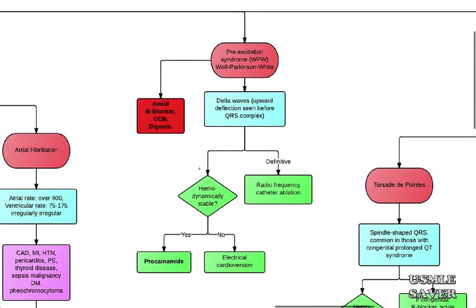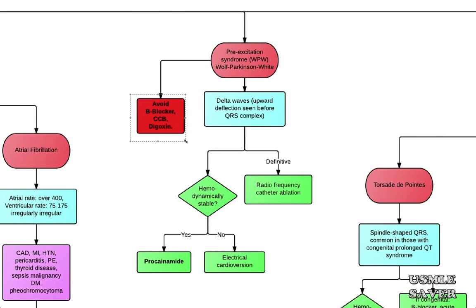Here on EKG, the keyword is delta wave, which is an upward deflection before the QRS complex. If you look at the EKG on the web or in your books, you can identify them easily. Here, other key information is to avoid beta blockers, digoxin, or calcium channel blockers, because they can block conduction through the normal pathway and force electricity to move through the accessory pathway. So avoid all the drugs that can slow down the conduction system of your heart.